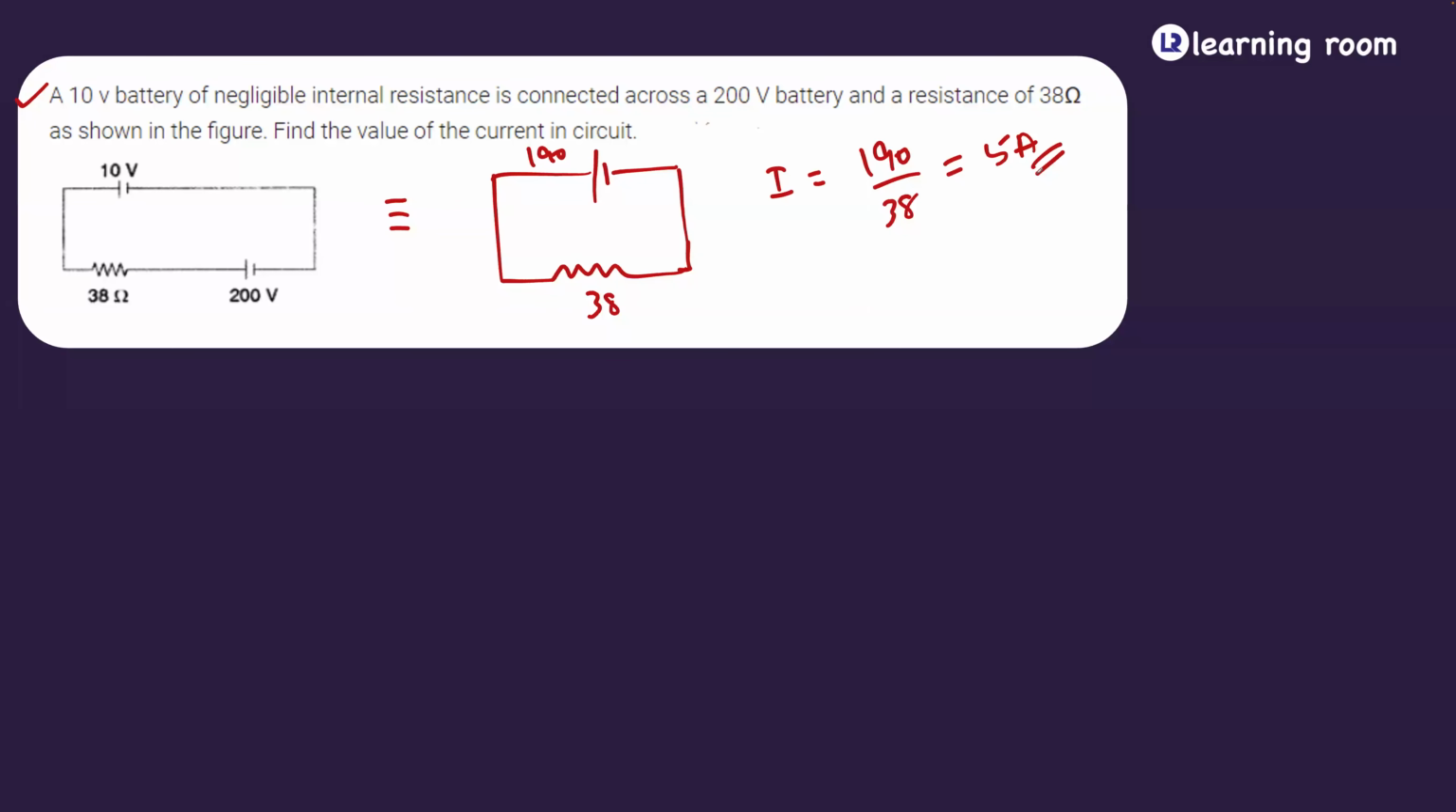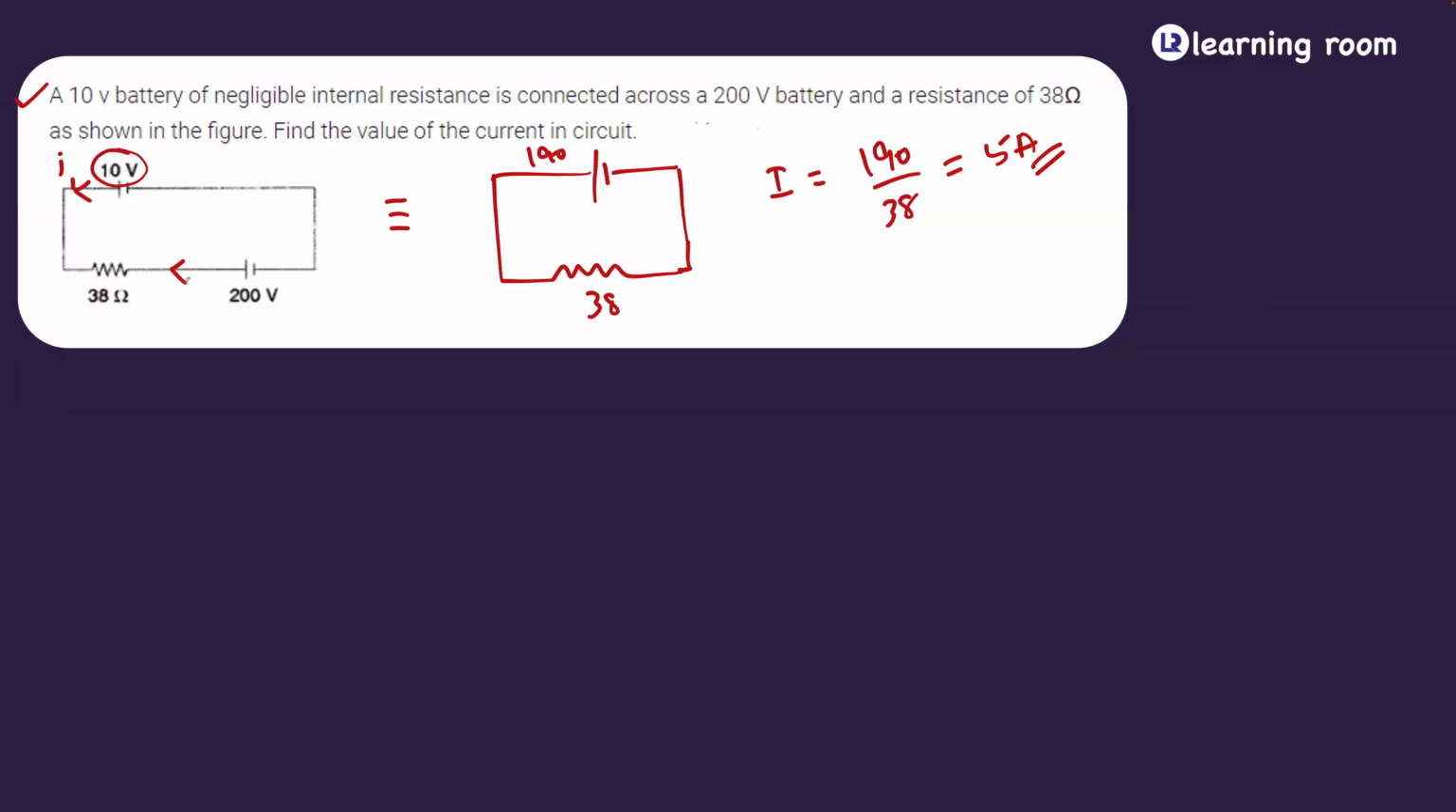You cannot remember this. So at that time, what you do is, look at how the 10-volt battery is supplying the current. It is supplying in the anti-clockwise direction. And 200-volt is supplying it in the clockwise direction. Since the currents are in opposite direction, what will happen? They are getting opposed, so they both are not complementing each other. They are opposing each other. That is why you need to subtract.